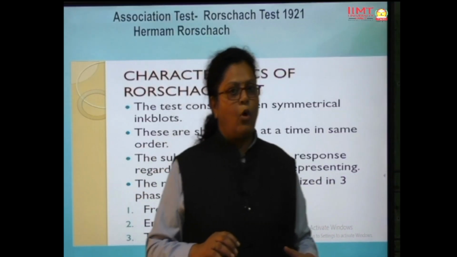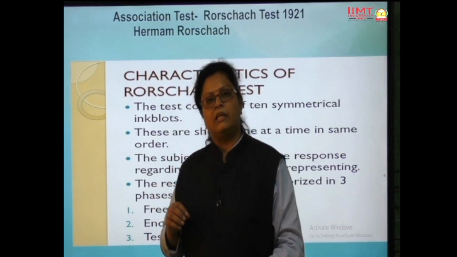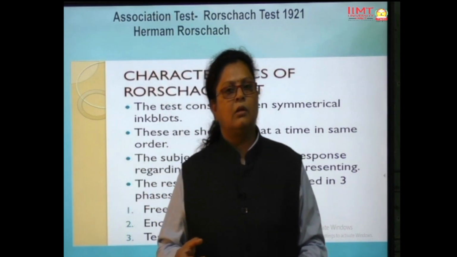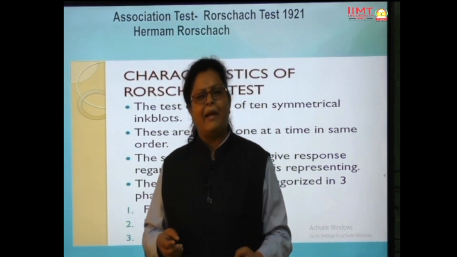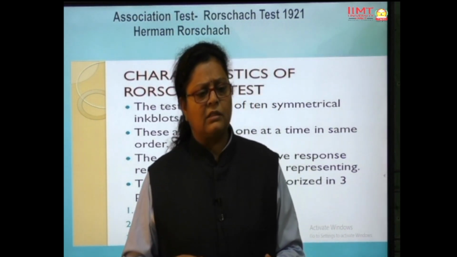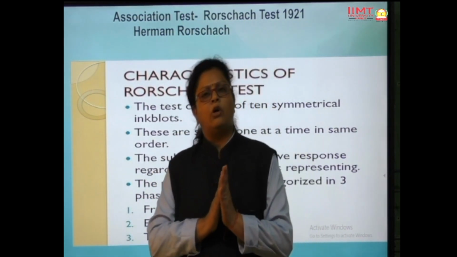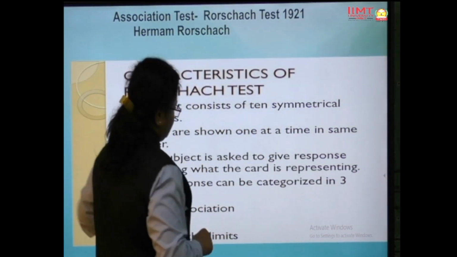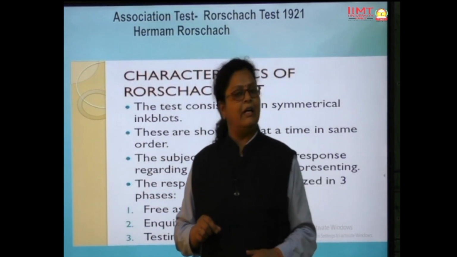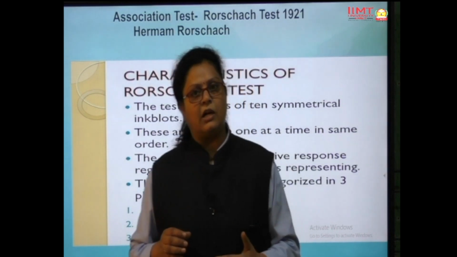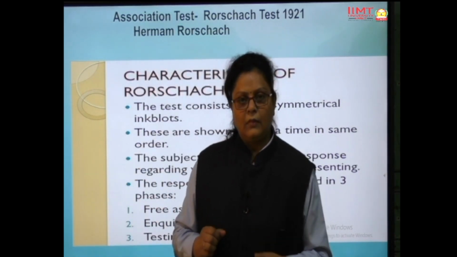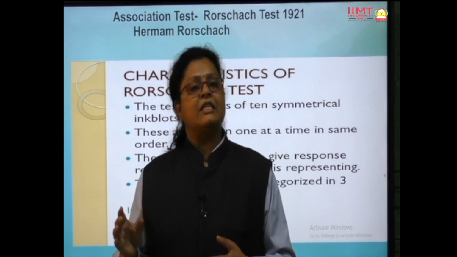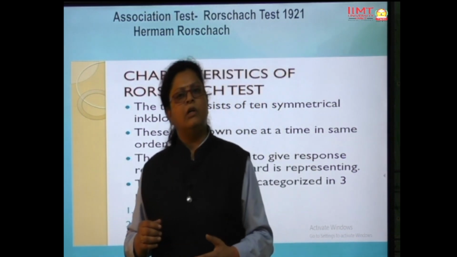Apart from all these things, we also have to record some other things, that is reaction time, response time, card rotation, and many other things. Next comes the scoring. The scoring of the Rorschach test is done on the basis of LDCP. Here, L stands for location, D for determinant, C for content, and P for the popularity of the response.